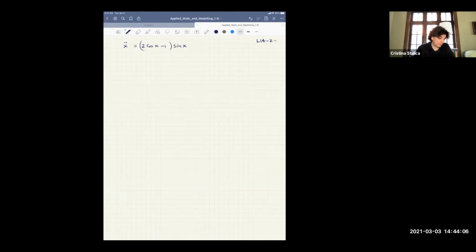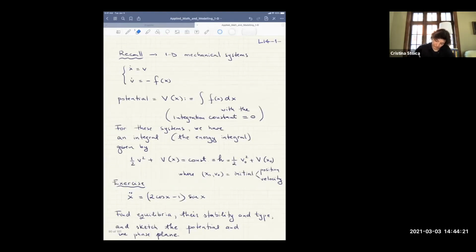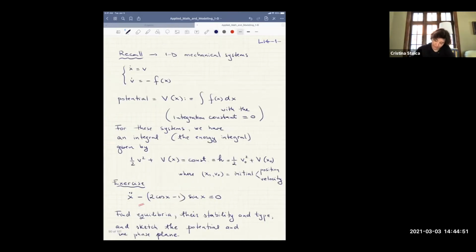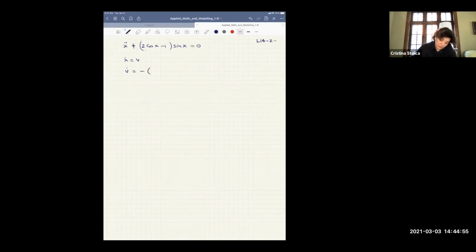So this is the ODE, second order, and as a first order system, it becomes this. Sorry, that has a minus there. I knew something was not all right. Not minus, it's plus, not minus. There. So now it's minus 2 cos x minus 1 times sine x. There you go.